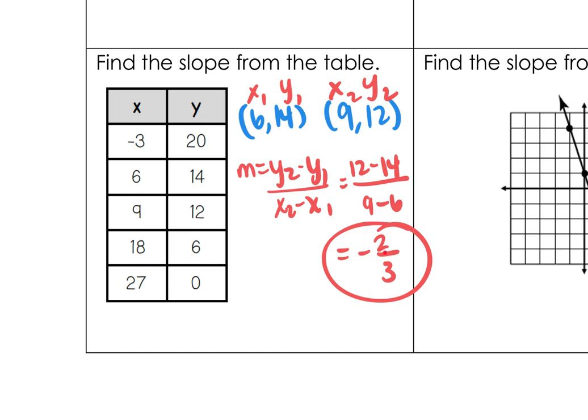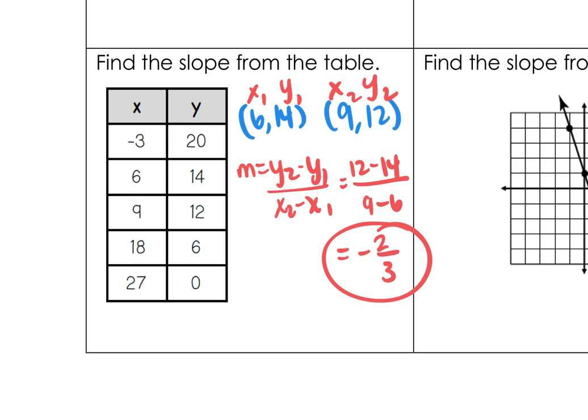So I saw some people that had like a negative 6 over 9, and then they reduced it and got negative 2 over 3. Same thing. When I used these 2 points, I did my y2, which is 12, minus my y1, which was 14, divided by the 9 minus 6. 12 minus 14 was my negative 2, and 9 minus 6 is 3. So again, we have one negative, which makes the entire slope a negative 2/3.